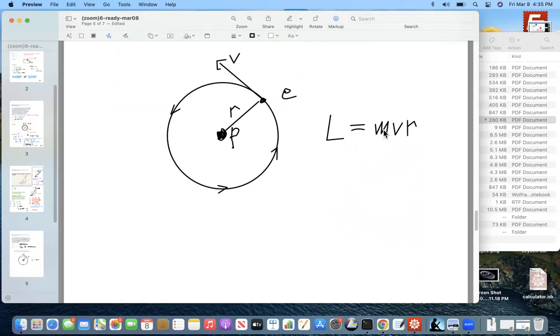And then the other part of this problem is to compare this to a fundamental constant of nature called Planck's constant. And in fact, this quantity will be equal to Planck's constant divided by 2 pi.